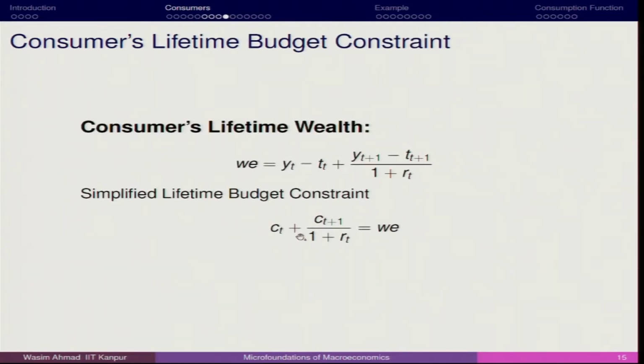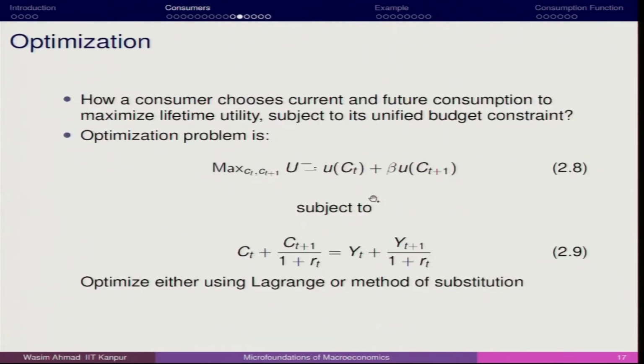Now, we have already gone through the lifetime budget constraints. In the lifetime budget constraint, we have c_t plus c_{t+1} upon (1 plus r_t) is equal to y_t minus T_t plus (y_{t+1} minus T_{t+1}) upon (1 plus r_t). So, now we can go for the optimization condition. In the two period model, the optimization condition has a lot of meaning: it tells us in what situations this representative consumer can be indifferent about current and future period consumption.